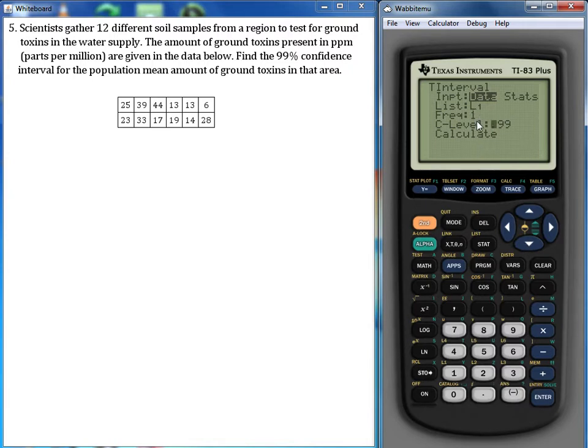So once that data is into L1, the frequencies, this just means if you were going to enter a frequency distribution where you had one list is your data values, the next list is the frequency of those, you would input your frequency list here, but just put a 1 if that's not present. So that's what we want. Level of confidence is 99%. So we'll just calculate our interval here. And there's our answer.